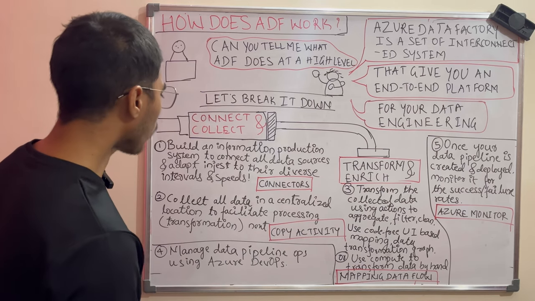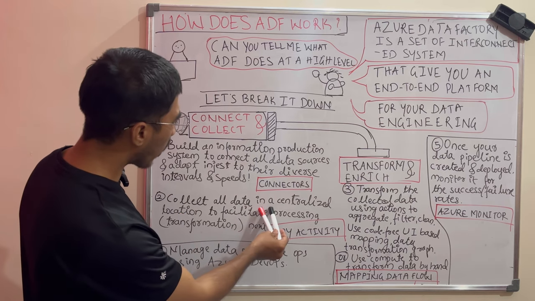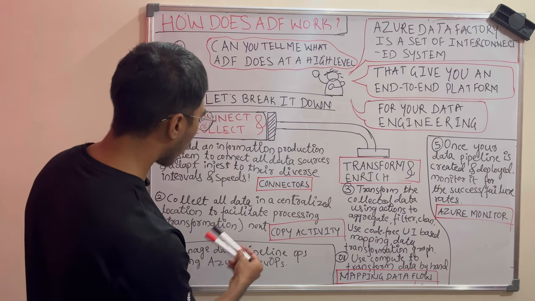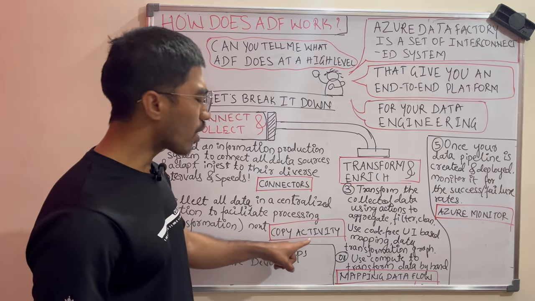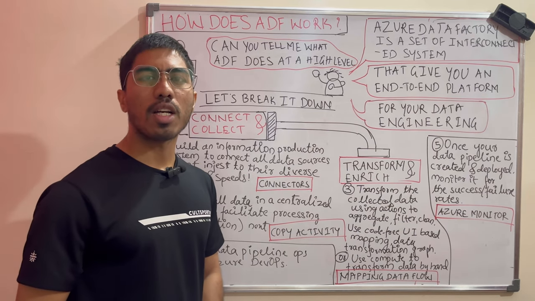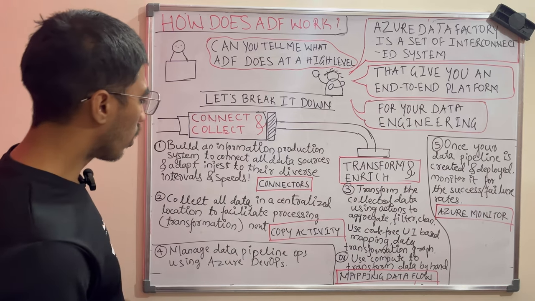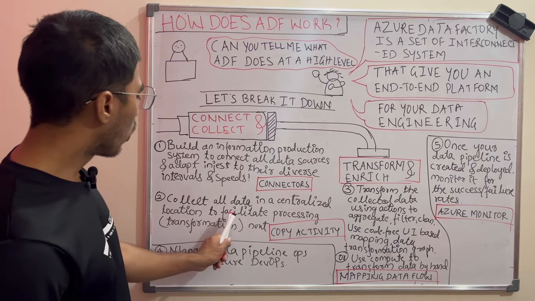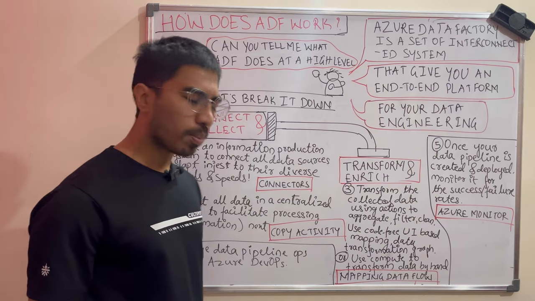The second step is to collect all data in a centralized location to facilitate processing. You can call it the copy activity. In this step we are collecting the data in a centralized location to process it. The processing is called transformation. So that activity is the copy activity.